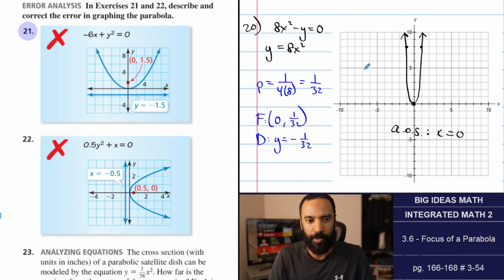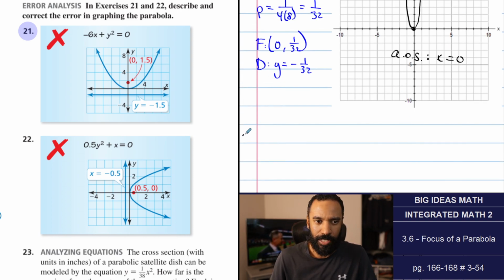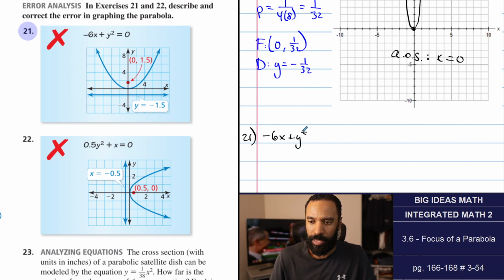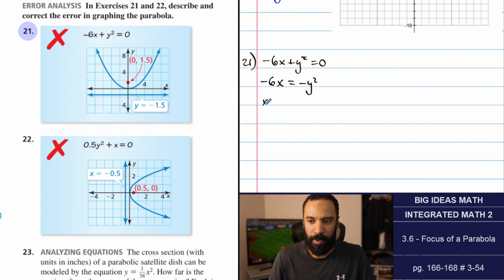Okay, well, let's go ahead and see what's going on. I'm not going to look at the graph itself yet. I'm really going to look at that p stuff. So 21, negative 6x plus y squared equals 0, because I don't know what the actual error is just yet. I assume it's the points, but let's start correcting it. Let's get x by itself by subtracting y squared. I divide both sides by negative 6, and I get 1/6 y squared.